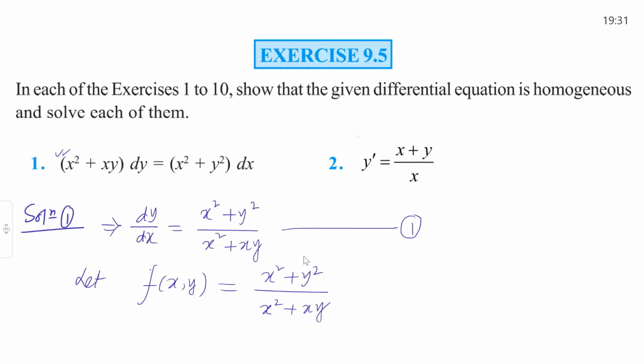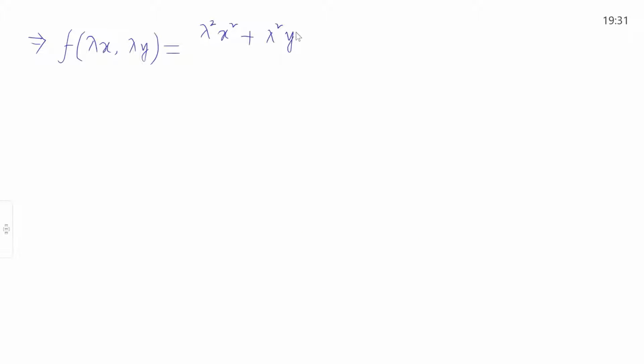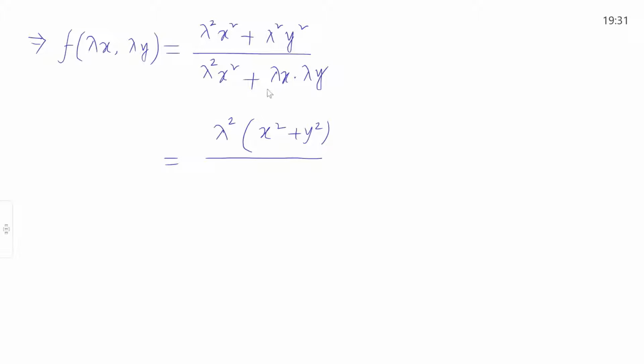So that implies f(λx, λy) equals, looking at the expression, λ²x² + λ²y² divided by the denominator λ²x² + λx·λy. Then I can take λ² common in the numerator, so we have λ²(x² + y²), divided by λ² common in the denominator as well, since λ into λ is also λ², leaving x² plus xy.